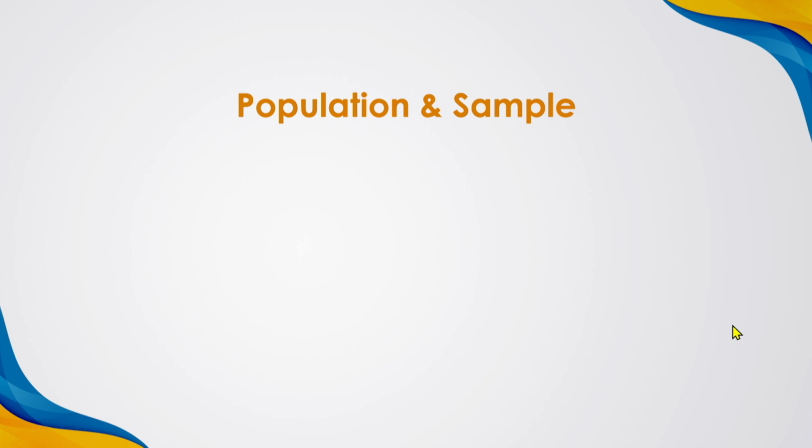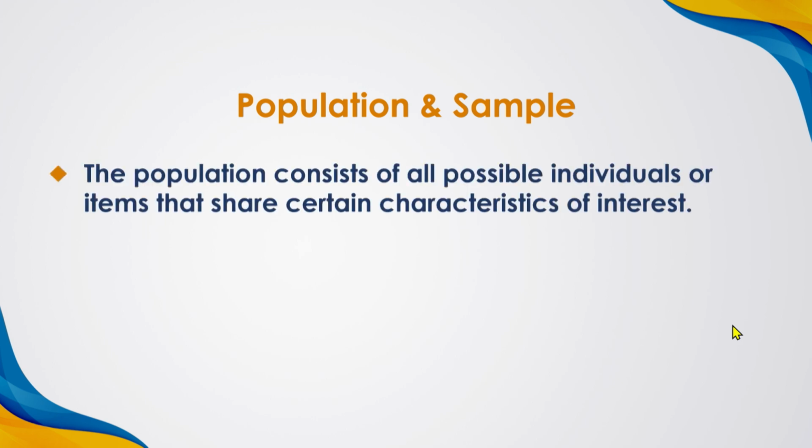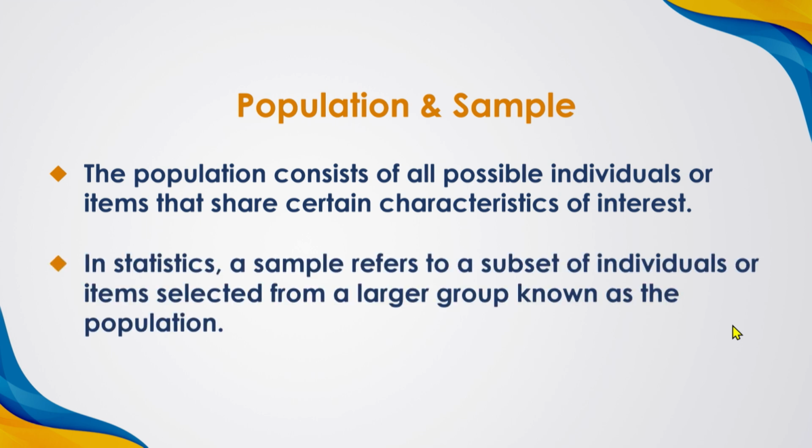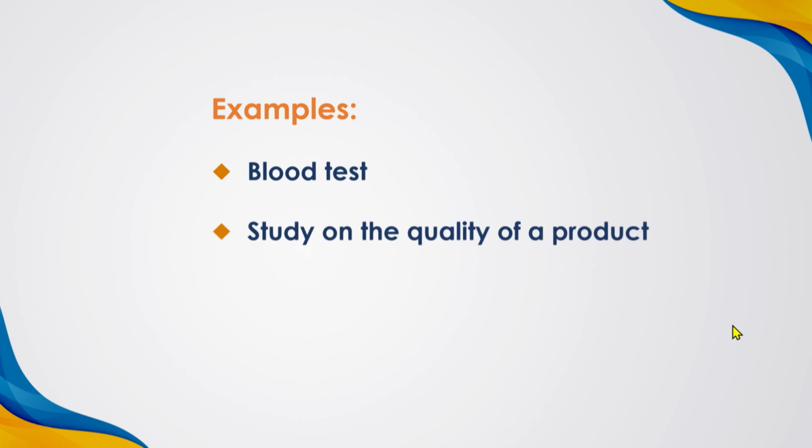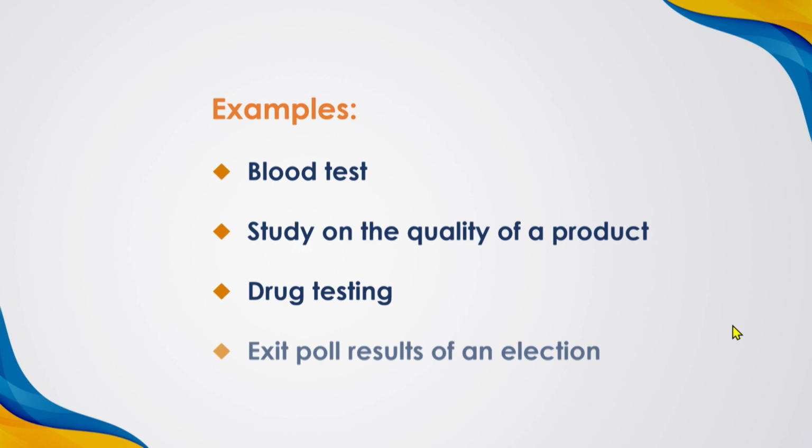Now we can go for the technical definition of population and sample. The population consists of all possible individuals or items that share certain characteristics of interest. In statistics, a sample refers to a subset of individuals or items selected from a larger group known as the population. Let us see some examples of sample and population: blood test, study on the quality of a product, drug testing, exit poll results of an election.